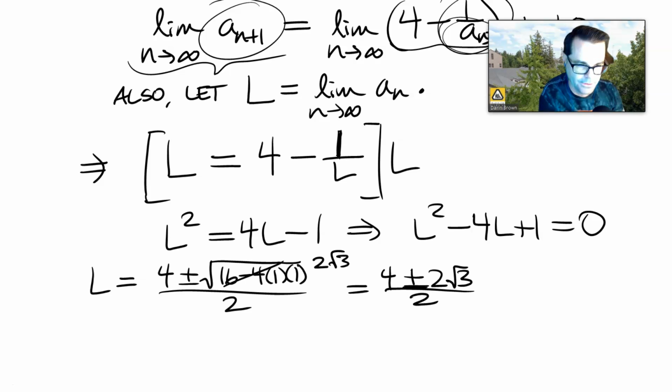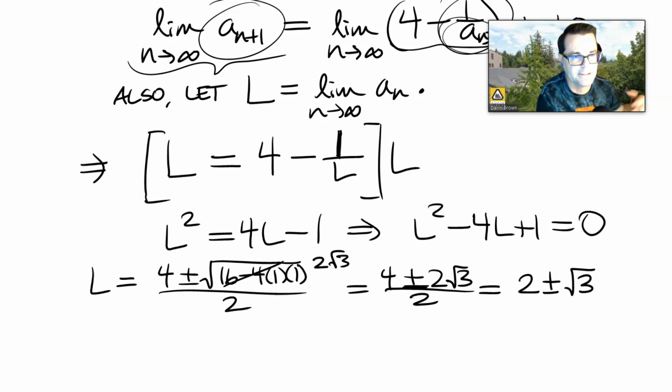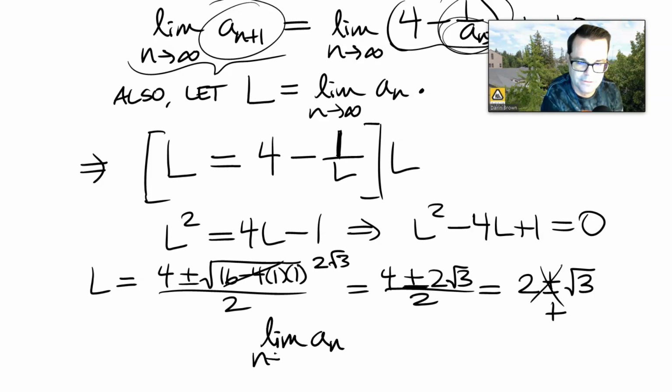However, let's simplify this. This is going to be 2 plus or minus square root 3. If we were to take the minus, that'd be 2 minus square root 3, which would be less than 2. We know the limit can't be less than 2, though, because the second term was 3 and it's increasing. So out of these two, the choice has to be positive. It can't be the negative. That just doesn't make sense. So the limit of our sequence is exactly equal to 2 plus square root 3.